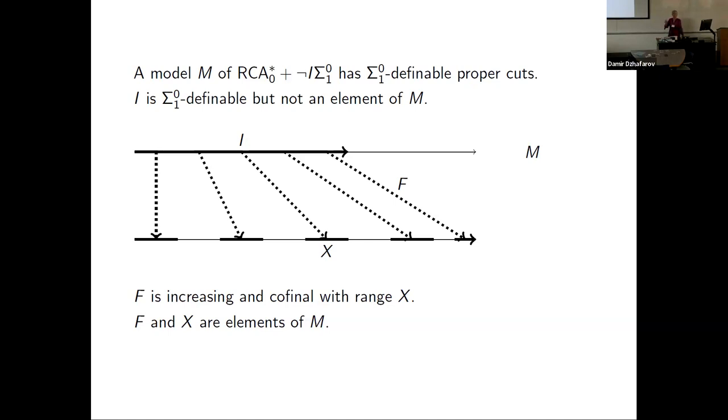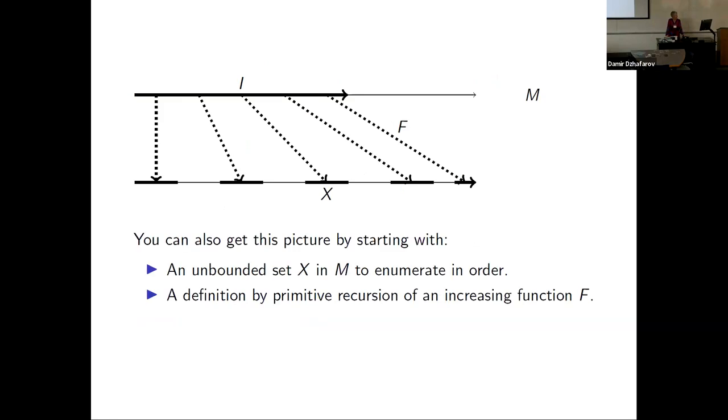So this picture, you're going to see this picture several times. You may become bored with this picture. It appears in several different ways. You can start with the sigma 0 1 definable cut I, or you can start with an infinite set X. By infinite, I mean unbounded in the model. And you can find a function that enumerates X in increasing order. And the domain of that function is going to be a sigma 0 1 definable cut. It may or may not be the entire set of numbers. So you might have a proper cut.